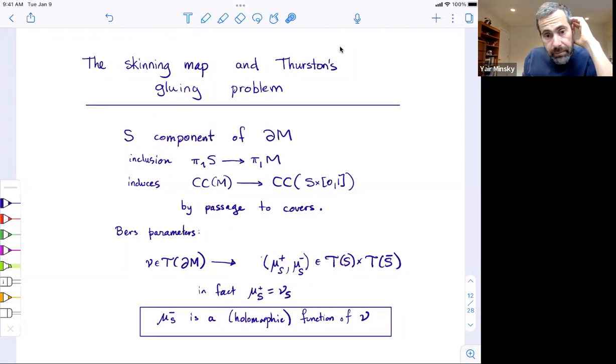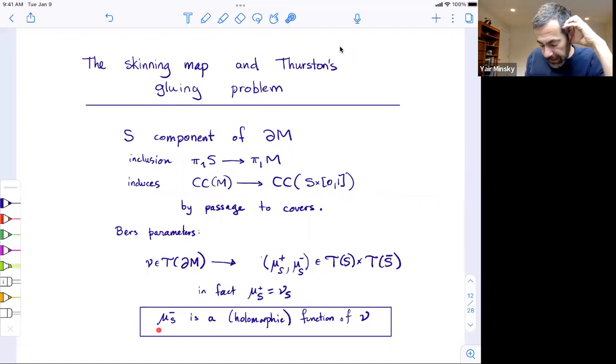Okay. And then what happens on the level of the Bers parameters? Well, you start with a Teichmüller point in the Teichmüller space of the boundary of M, and then you observe the following thing: if you look at this structure on S cross [0,1], it has a Bers parameter which consists of two points, which I'll call for a moment mu_S plus and mu_S minus, which live in here. Now, it turns out, as you'll see in the next slide, that mu_S plus is just equal to the original Teichmüller parameter at the surface S. But the other one is something new. And it depends on the data that I started with.